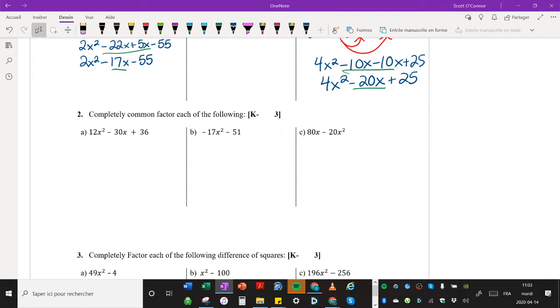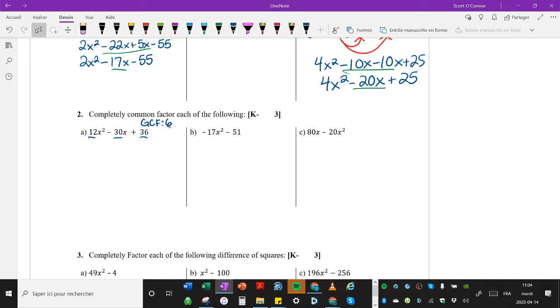All right, now number two, completely common factor each of the following. So when you common factor, what you're trying to do is find the greatest common factor. Now you start by looking at the coefficients. So 12, 30, and 36. Well, the greatest common factor is 12. It's not 12. It's 6. 12 does not go evenly into 30, so that doesn't work.